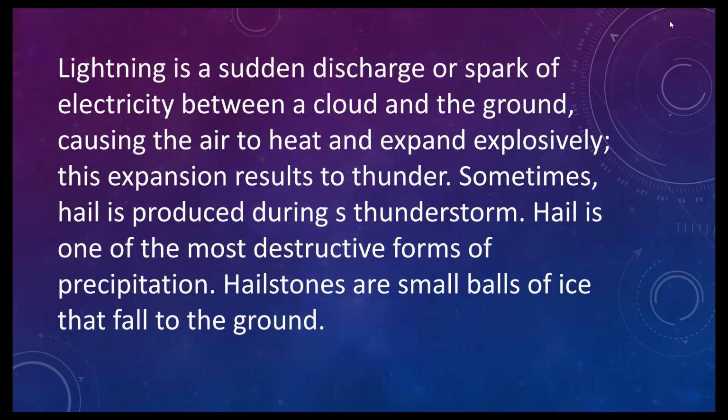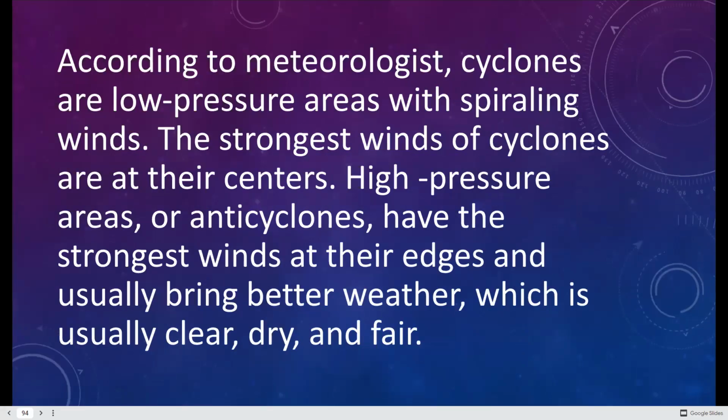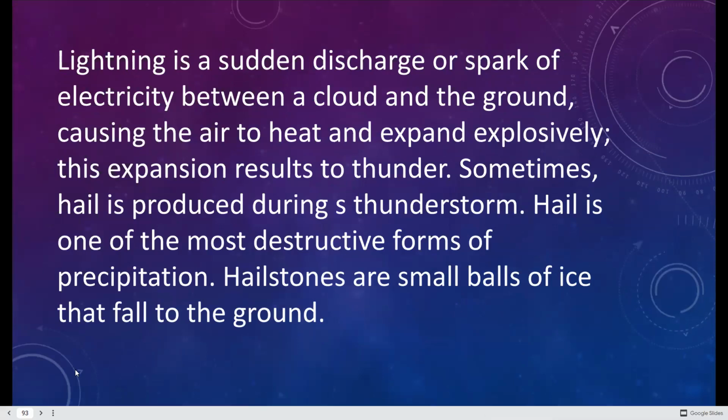Sometimes hail is produced during thunderstorm. Hail is one of the most destructive forms of precipitation. Hailstones are small balls of ice that fall on the ground. Okay? Instead of having snow, they're actually raining balls of ice. So these are really destructive. It can actually damage cars and even your houses. But we don't have a hailstorm here. Remember, we have only two seasons, the wet and the dry season.